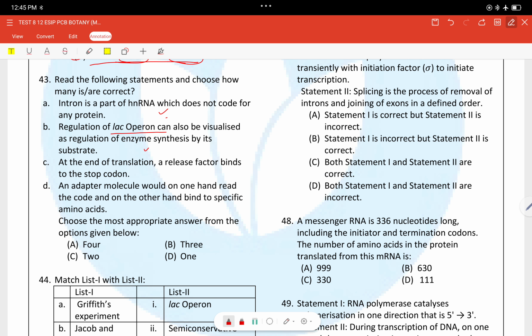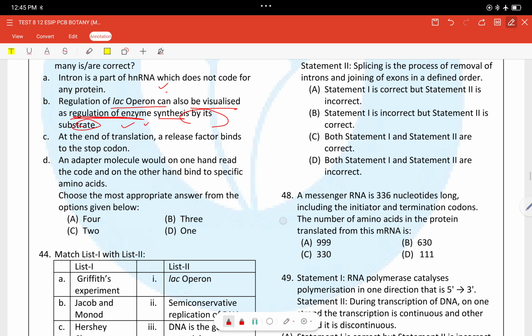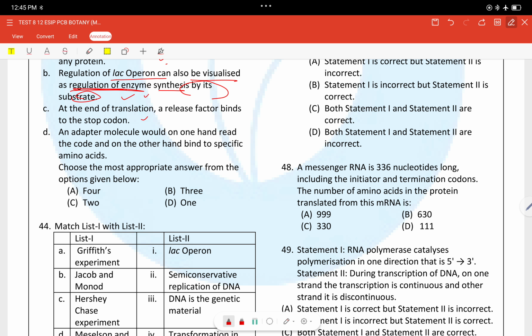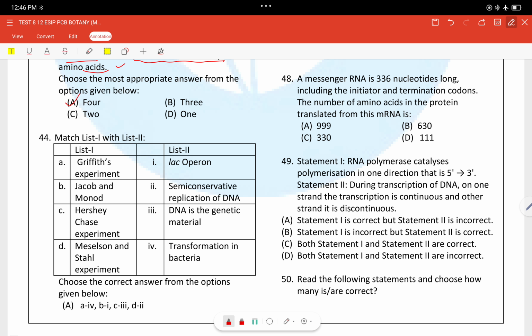So regulation of lac operon can be visualized as regulation of enzyme synthesis by its own substrate, and that is why the statement is correct. At the end of translation, a release factor binds to the stop codon. That is also correct. An adapter molecule would on one hand read the code and on the other hand bind to a specific amino acid. Adapter molecule means tRNA, and that is the function of tRNA: at one end it reads the codon through the anticodon loop, and on the other end an amino acid gets attached to the tRNA. So all the statements are correct.